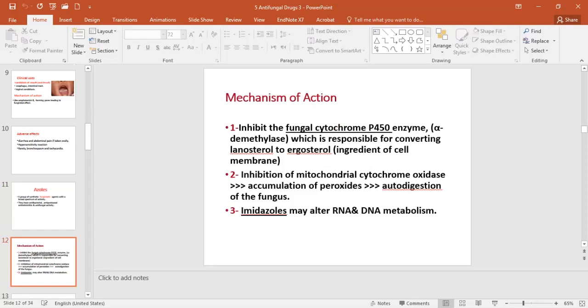This ergosterol is an important ingredient of the cell membrane, so inhibition of this enzyme means the cell membrane will not form properly. Second, inhibition of mitochondrial cytochrome oxidase, and thus will lead to accumulation of peroxides and auto-digestion of the fungus. Imidazoles are a type of azole, sorry, imidazole and triazole. The imidazole may alter RNA and DNA metabolism.